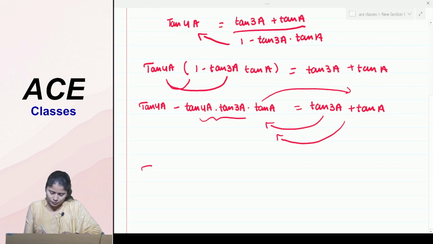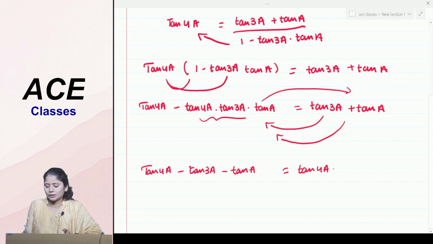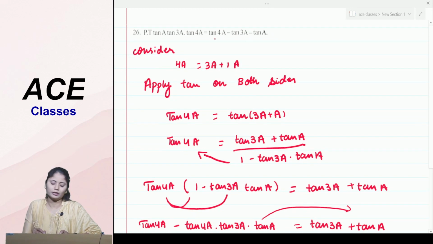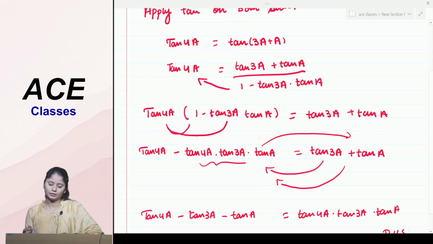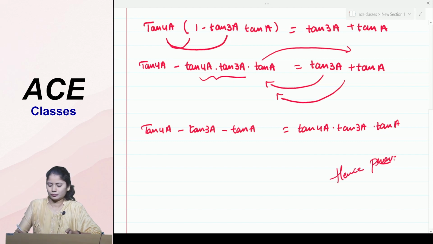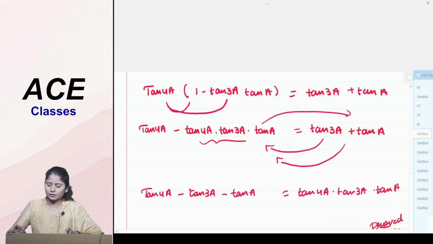So this will be tan 4A minus tan 3A minus tan A equals tan 4A multiplied by tan 3A into tan A. So you have got your RHS. Okay. So this is your RHS. You can just check the question. Tan A, tan 3A, tan 4A equals tan 4A minus tan 3A minus tan A. So the only thing is I have got left side to right side or right side to left side. So it is hence proved. Hence proved. Okay. Now we will move on with the next question.